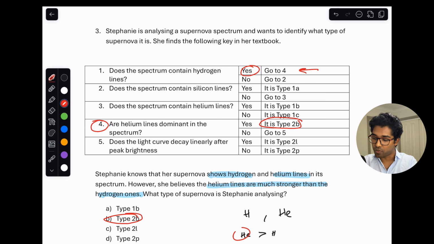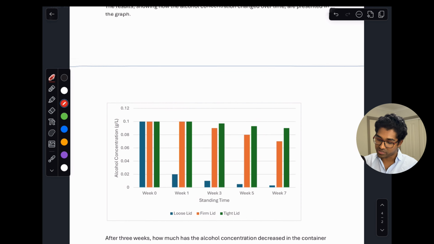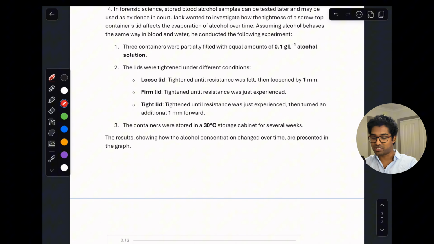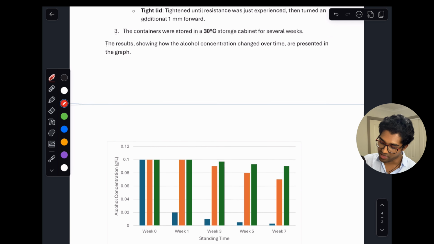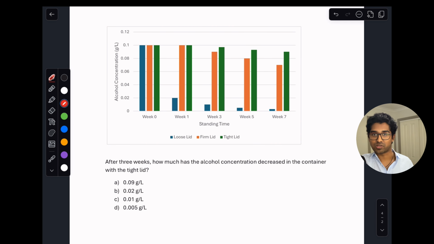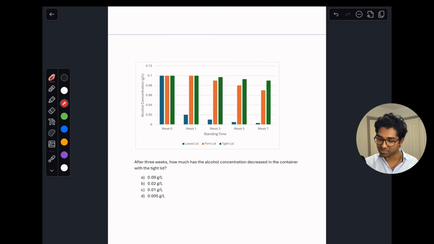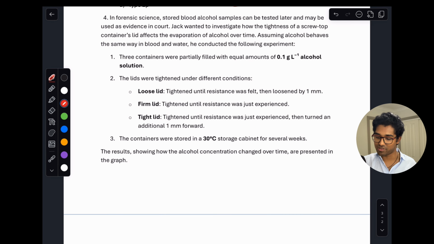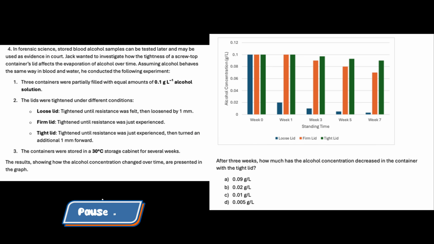Let's move on to question 4. The question here, so this is all, again, one question, right? So we have this giant slab of text, cool. And then we have this graph that is also given in this question. Okay, so it says after 3 weeks, how much has the alcohol concentration decreased in the container with the tight lid? In your own time, you can pause, have a read of the question. I'll find a way to have both parts up at the same time. But yeah, pause, have a read of the question, and see if you can answer it.